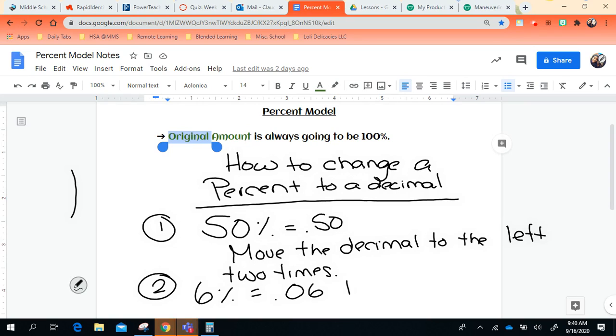You divide your percent by 100. And that gives you your decimal. And I'll write that in for second block so that I don't have to kneel on the floor.